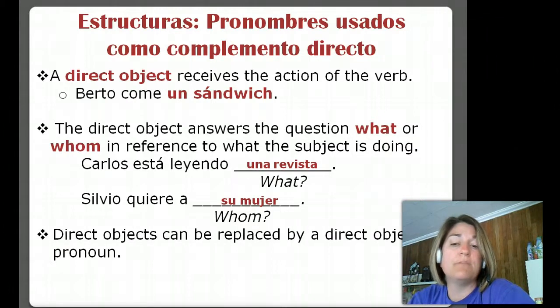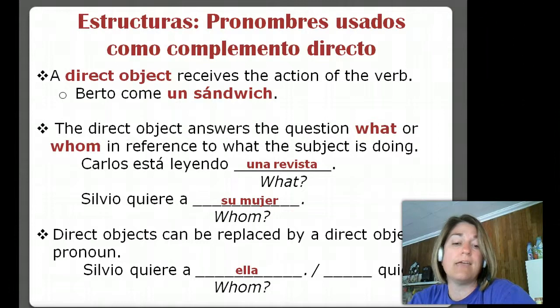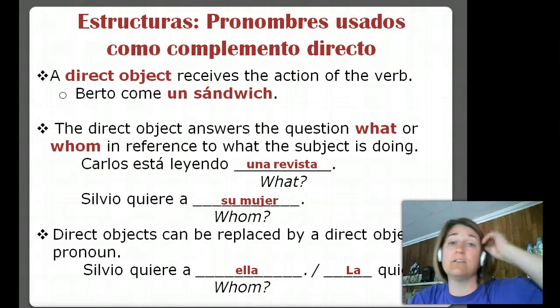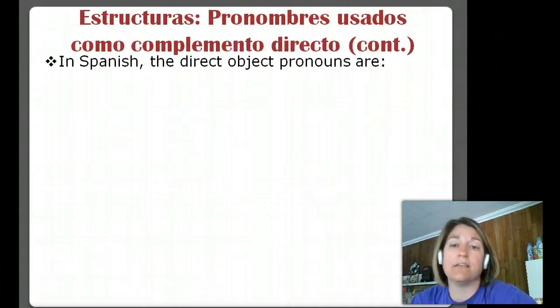Direct objects can be replaced by a direct object pronoun. Silvio quiere a whom? Ella. So the direct object pronoun that we would use to replace ella is going to be la. So he loves her, except the direct object pronoun actually comes in front of the verb. So that's going to be another thing that works differently than how we know how to do things in English.